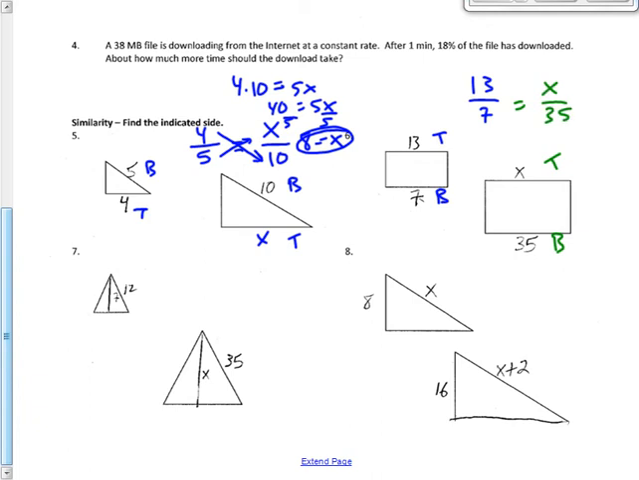I'm going to show you again what happens when I'm comparing these. So I would do 7 times 5 to get 35. So I have to do 13 times 5 to get the top. Whatever I do to the bottom, I have to do to the top. So 13 times 5 is 65. I didn't have to do cross multiplying, but if you did cross multiplying and dividing, you would end up with the same thing. Okay, you should end up with x equals 65 for that problem.